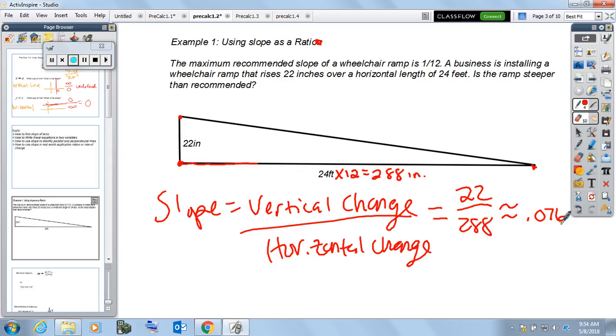So the question is, is the ramp steeper than recommended? Well, let's take a look. What does 1/12 actually equal? Well, 1/12 gives us roughly a value of 0.083. And so let's think about it.